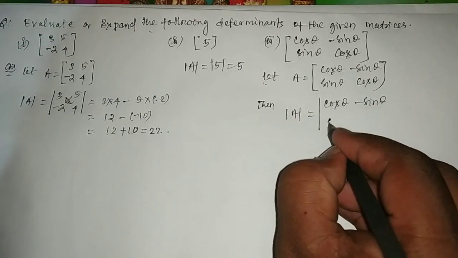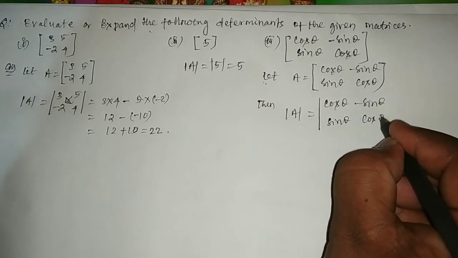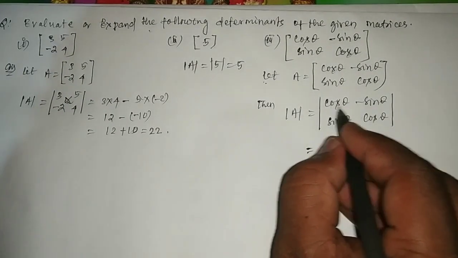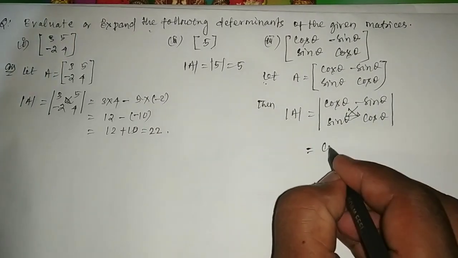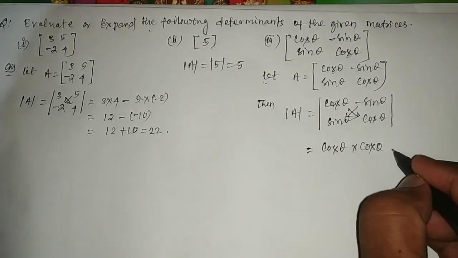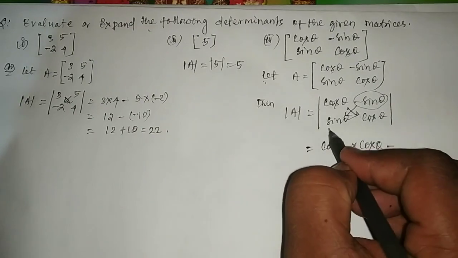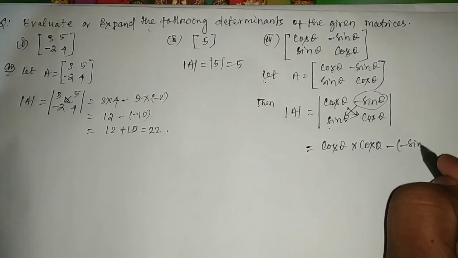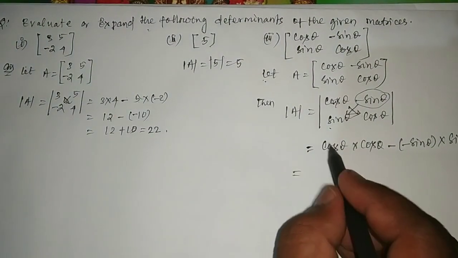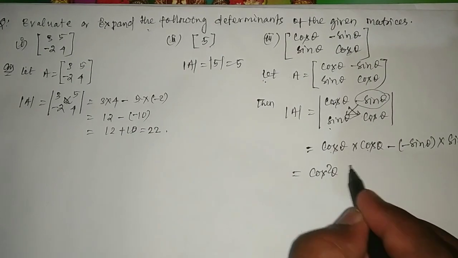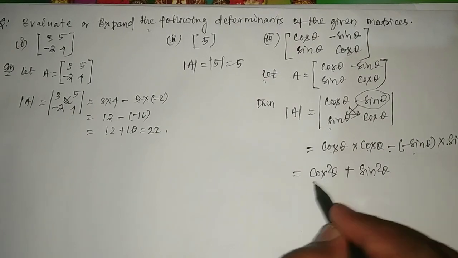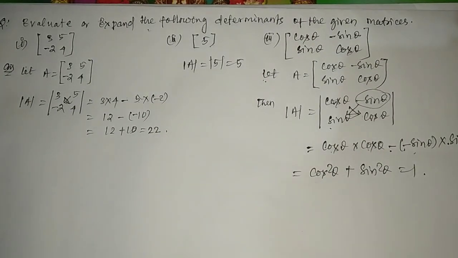write the elements in between two vertical lines. We can calculate it by cross multiplication as such. Cos theta into cos theta, this into this, minus this into this, minus sin theta into sin theta, which is equal to cos theta into cos theta, cos square theta, minus minus plus here, sin theta into sin theta, sin square theta. As we know that sin square theta plus cos square theta is equal to 1.